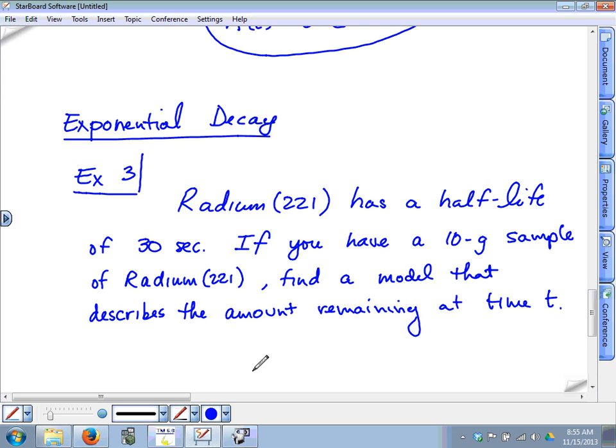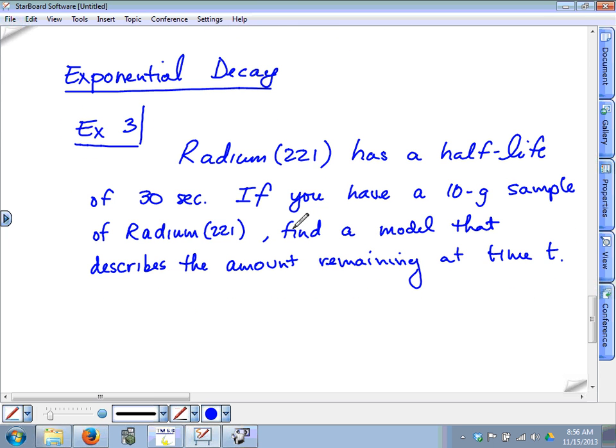Because just with the information given, we can give predictions based on increments of 30 seconds on how much remains. If you have 10 grams, after the first 30 seconds, there's 5 grams and so forth. But if they wanted just a random number like 48 seconds, you'd have to have a model so you can plug in that time value. It's the same model we've been using.